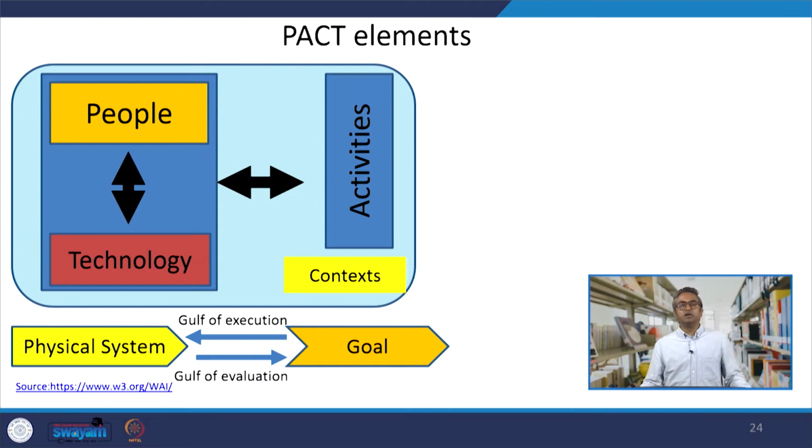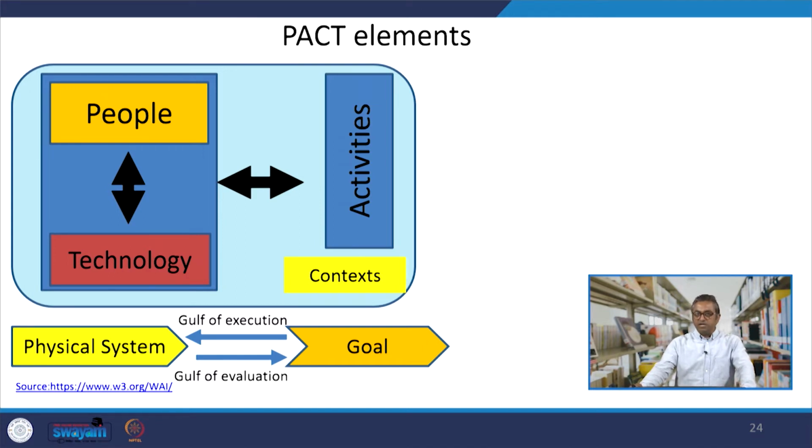Moving forward, we have to see a model. The model which I am presenting to you is the PACT model. P stands for people, A stands for activity, what activity people are performing in relation to the context and technology. So, P stands for people, A stands for activity, C stands for context, and T for technology. When a user has to meet a goal, when a user has to complete the task, then he or she is interacting with the physical system. The gulf of execution is there, the gulf of evaluation is there.